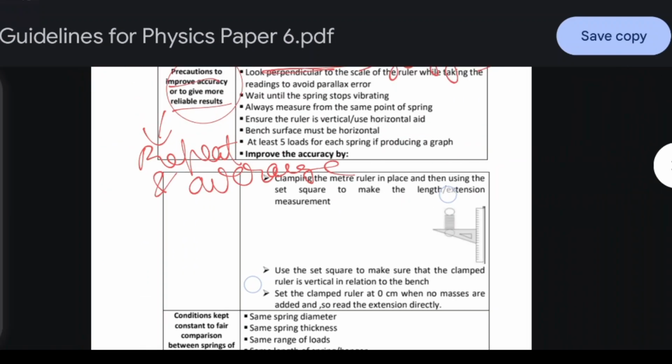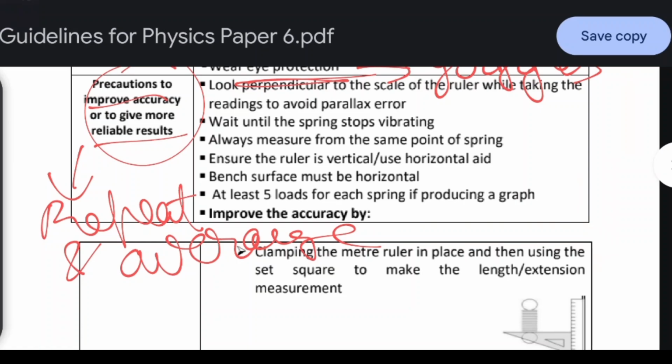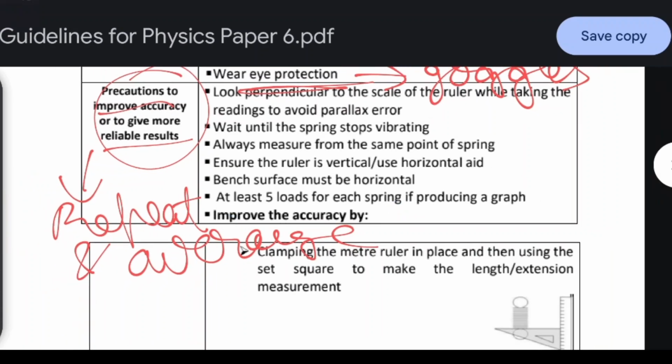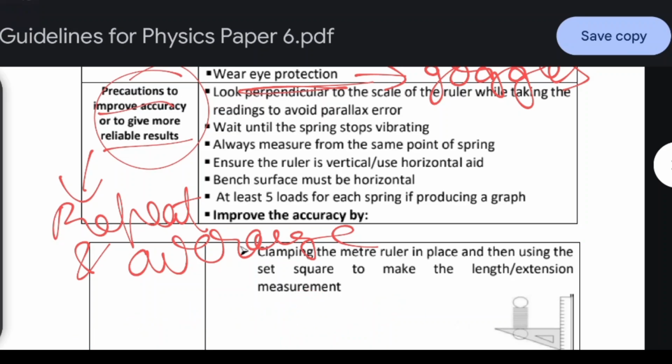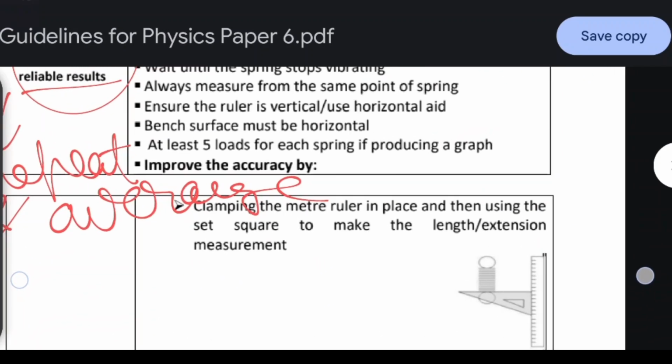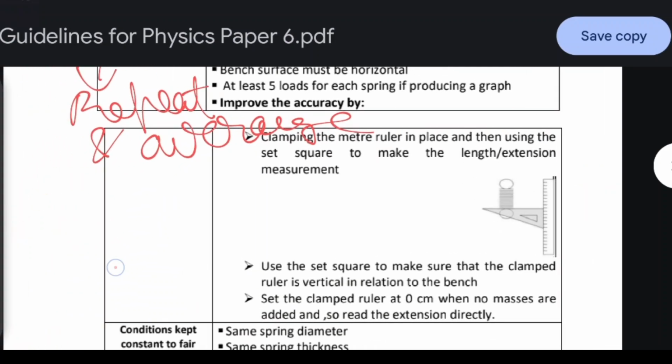Then, ensure that the ruler is vertical. How can you ensure that the ruler is vertical? We have discussed this so many times. Use a set square or a protractor. The bench surface must be horizontal at least. Of course, it can't be tilted like this. Then use at least 5 loads for each spring if we're using a graph. At least 5 loads is the least you can do. You should use 5 different loads.